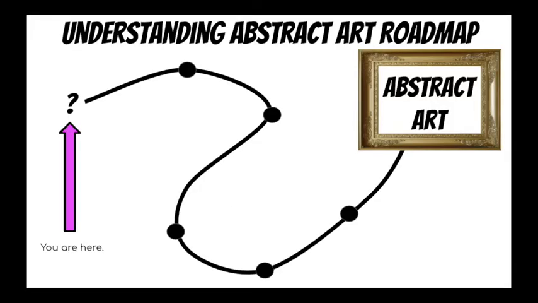Right, at the top it says, Understanding Abstract Art Road Map. Then there is a pink arrow that points to a question mark, because this is where you are currently at, where you don't quite understand what abstract art is. Then there are 5 dots, and then there's a framed abstract art at the end. So this is our journey that we are going to take today to understand what abstract art is.